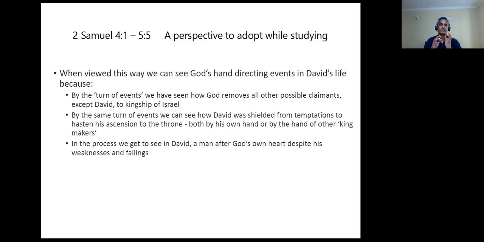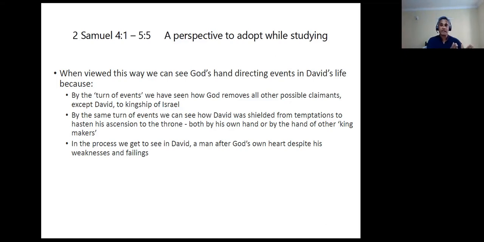Okay. By the same turn of events, we can see how David was shielded from temptation to accelerate his kingship. There are several opportunities we will look at where David could have done something, and by his action, he could have claimed the throne, claimed his kingship. But he was shielded from these temptations many times. We will look at what was David's faith, and the reasons why David was shielded from temptations.